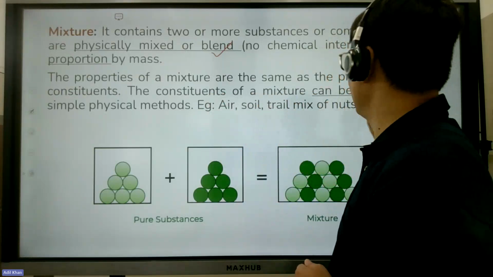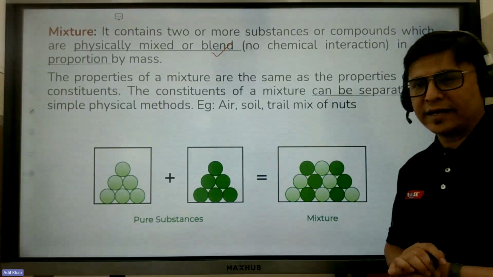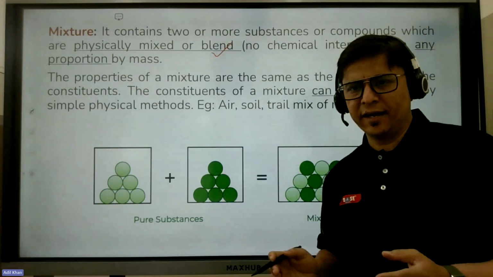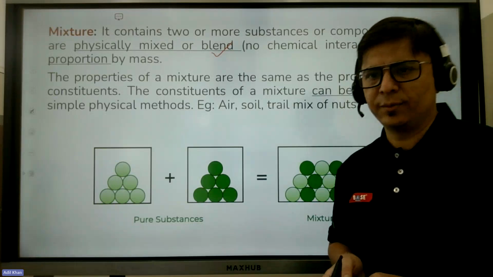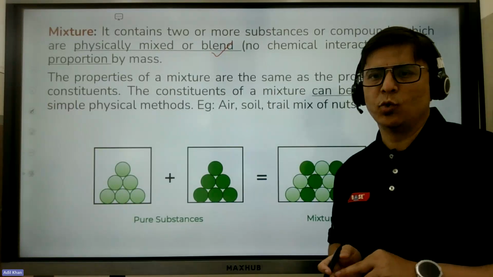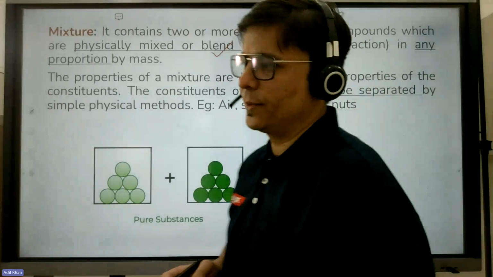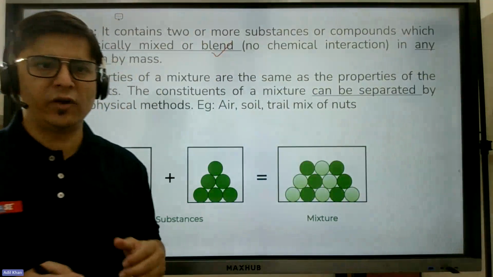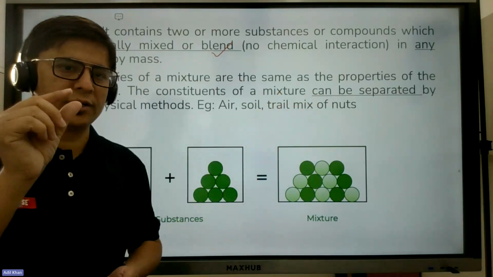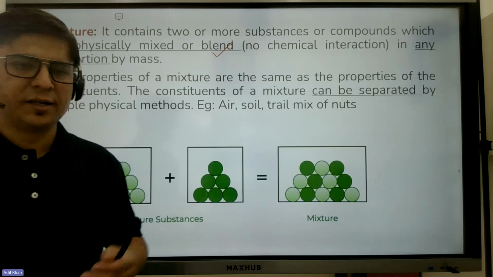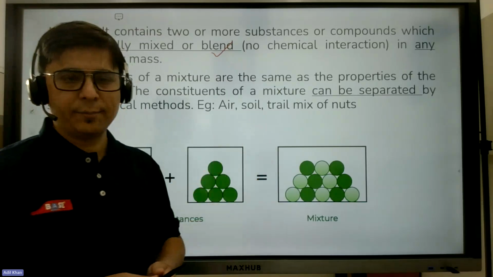The constituents of a mixture can be separated by some physical method. You can pick with your hand or use any other simple physical method. An example of a mixture is air. Air is made up of oxygen, nitrogen, hydrogen, carbon dioxide, water vapor, some bacteria, viruses, dust, smoke, smog, everything. So it's a mixture. Soil also is made up of clay, slate, pebbles, and organic manure. A trail mix of nuts, you can take cashew, walnut, some berries, you can add amla or gooseberry to it and make it. They are all examples of mixtures.